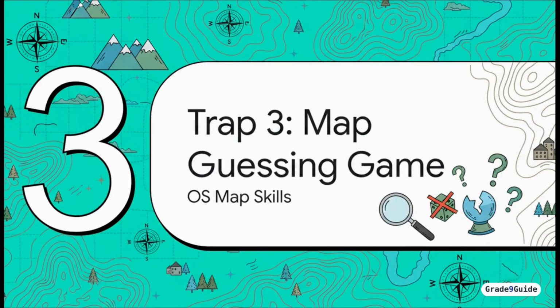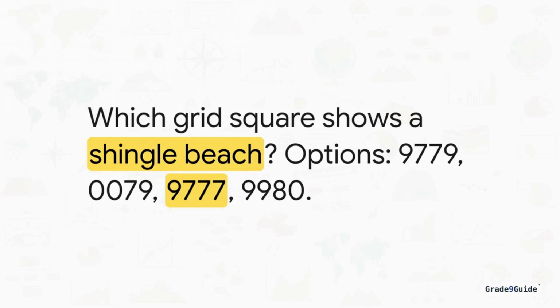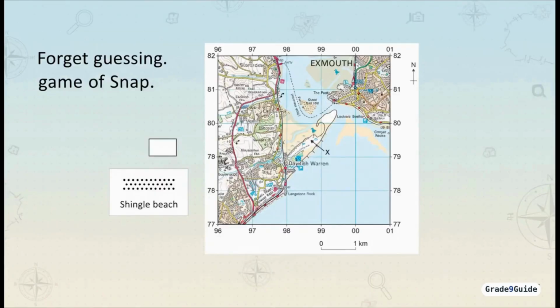And that brings us to our final, and maybe the most classic trap of all, the map guessing game. This is all about those OS map skills, where it's so easy to panic and guess instead of hunt. The question seems straightforward. Find a shingle beach in one of these grid squares. So what's the trap? Well, students look at the map, they see the coastline, and they just guess which square looks the most beachy. That is not how you find the mark. Forget guessing. This is not a geography quiz. It's a game of snap.